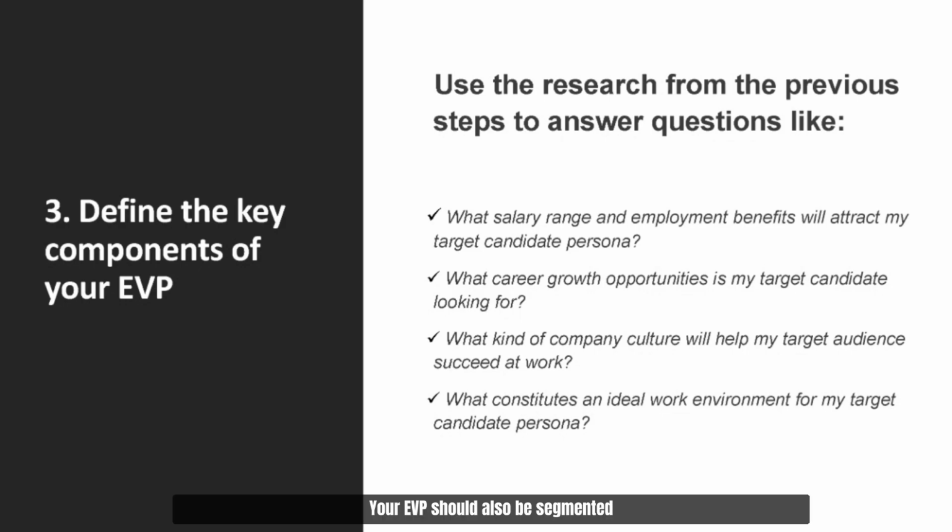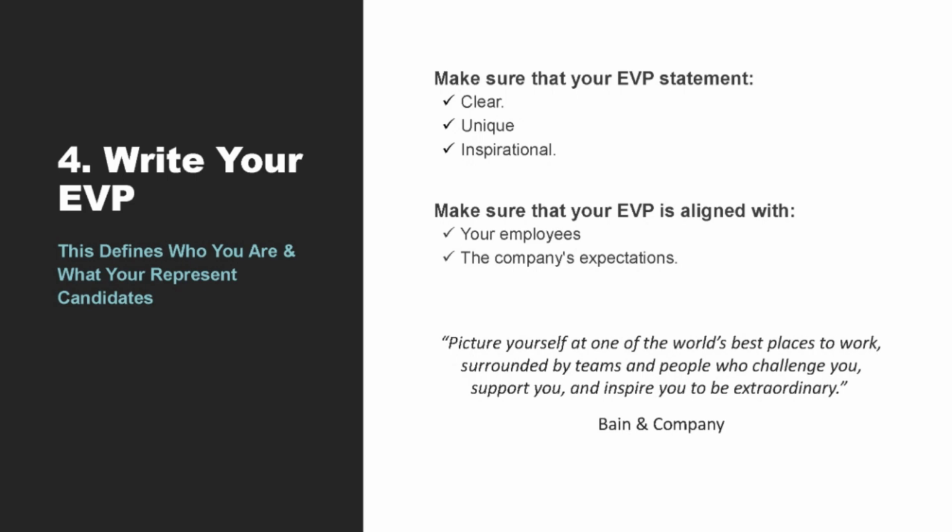Your EVP should also be segmented for different roles and levels. For example, the EVP for recent graduates to fill an entry-level position will highlight things like career growth, fun office environment, positive employee experience, and employee perks. The EVP for professionals who are not recent graduates will highlight things like career stability, childcare support, and work-life balance. Once you have determined what you will offer, translate it into statements that candidates can quickly understand and relate to.